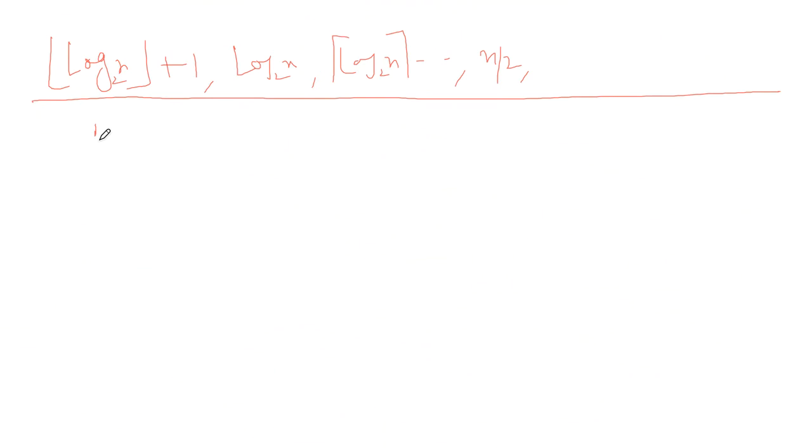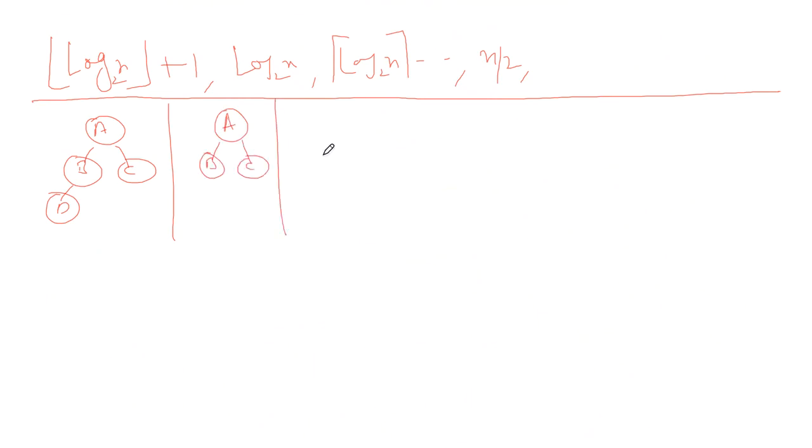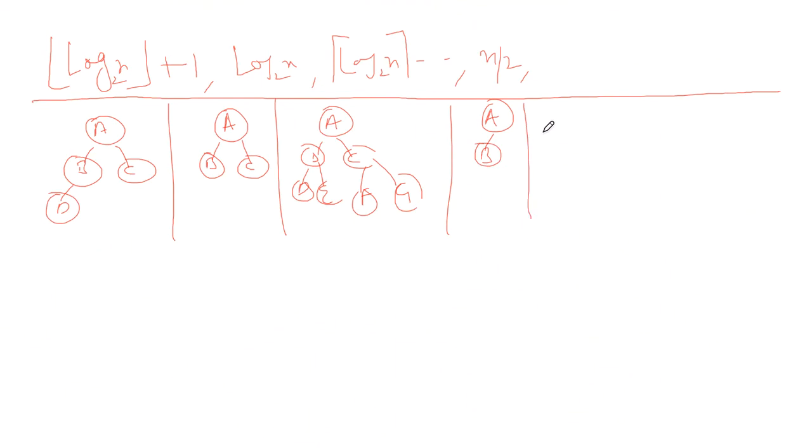This is A, perfect, then B, C, D. This is one case: A, B, C. This is another case: A, B, C, D, E, F, G. This is another case: A, B. This is one case. Any other case you want me to have? Any other use case? Any other kind of tree?